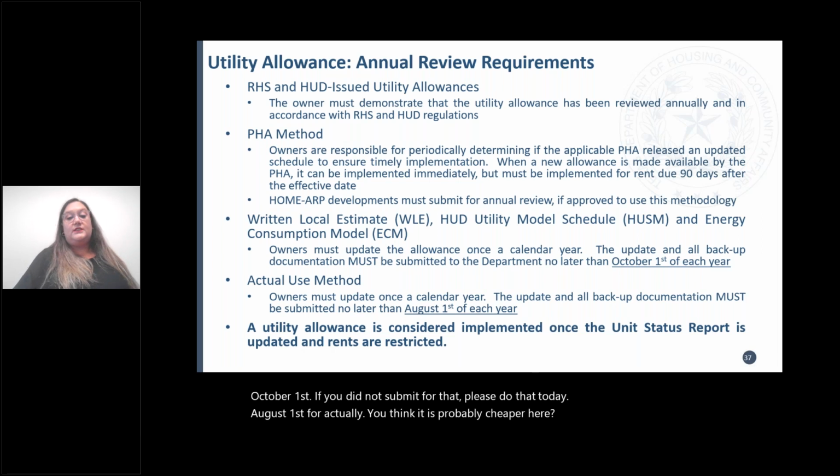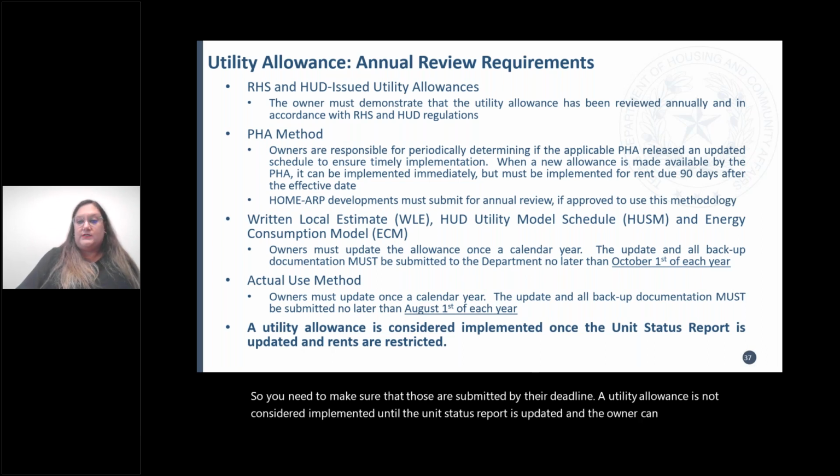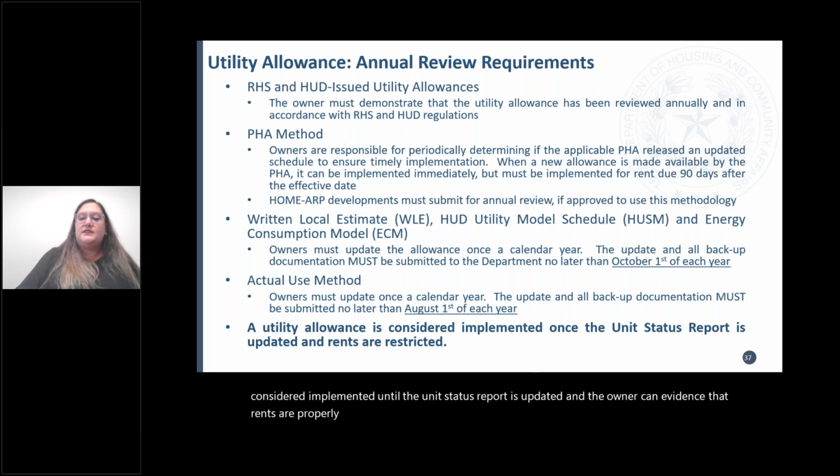So you need to make sure that those are submitted by their deadline. A utility allowance is not considered implemented until the unit status report is updated and the owner can evidence that rents are properly restricted. Our mechanism for testing is the unit status report. That has to get updated with the UA when there's a change.